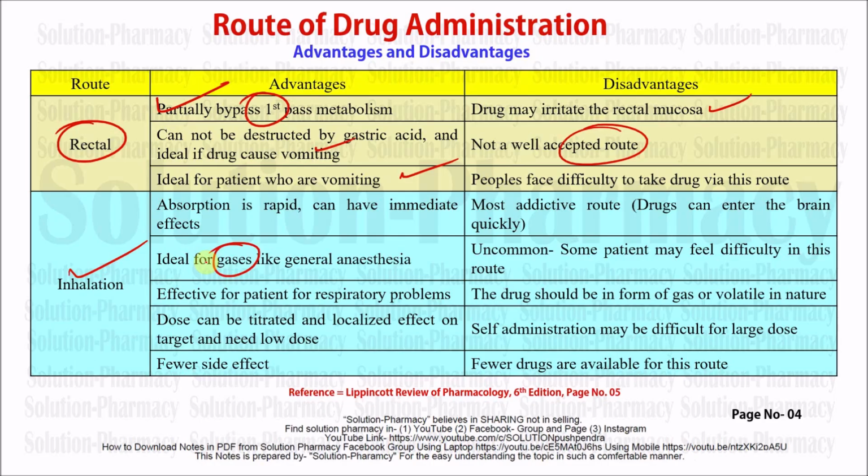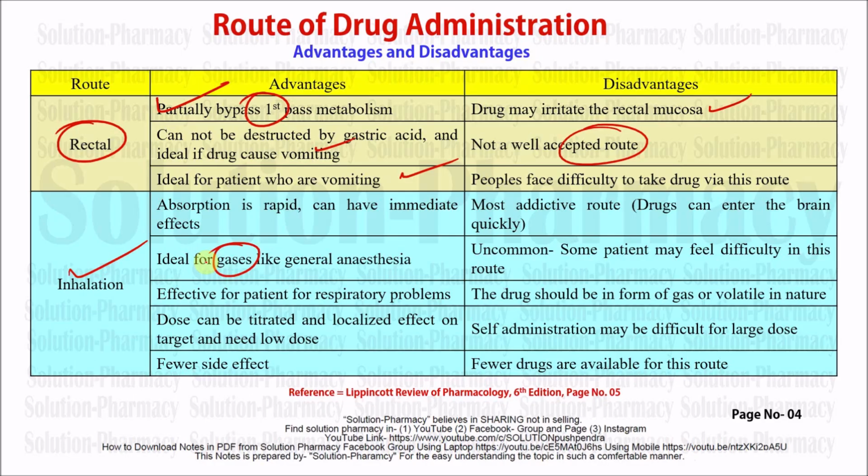Next one is effective for patients with respiratory problems. If someone is having a respiratory problem like some infection in the lungs, we can give the drug directly to the lungs via the inhalation route. There are a few researches going on to treat tuberculosis via this inhalation route. Next one says dose can be titrated and localized effect of the drug can be achieved on a titrated dose. If you want to deliver the drug to a particular target, to a particular site of action, then this route of drug administration will help you out. Next one is fewer side effects. This drug has fewer side effects, and the limitation says most addicted route.